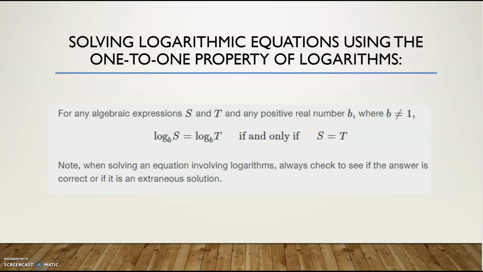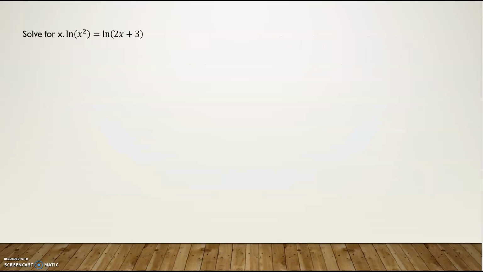Okay, solving logarithm equations using the one-to-one property for logs. Okay, so if you have log of base b of s is equal to the log of base b of t, that's the same thing as saying s is equal to t. So let's look at this right here. Notice both of these are natural logs, so they both have a base e. So all I have to do is set what is inside equal to each other.